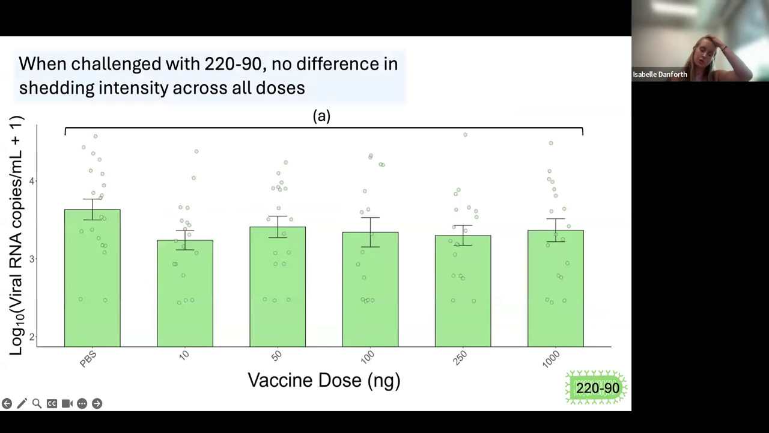So here I'm showing you the shedding intensity data for fish challenged with our high virulence isolate 22090. And here I have vaccine dose in order of increasing dose on the x-axis with shedding intensity on the y. And what we found is that there's actually no difference in shedding intensity across all doses. So unvaccinated fish are shedding just as much as those that are vaccinated at 1,000 nanograms of the DNA vaccine.